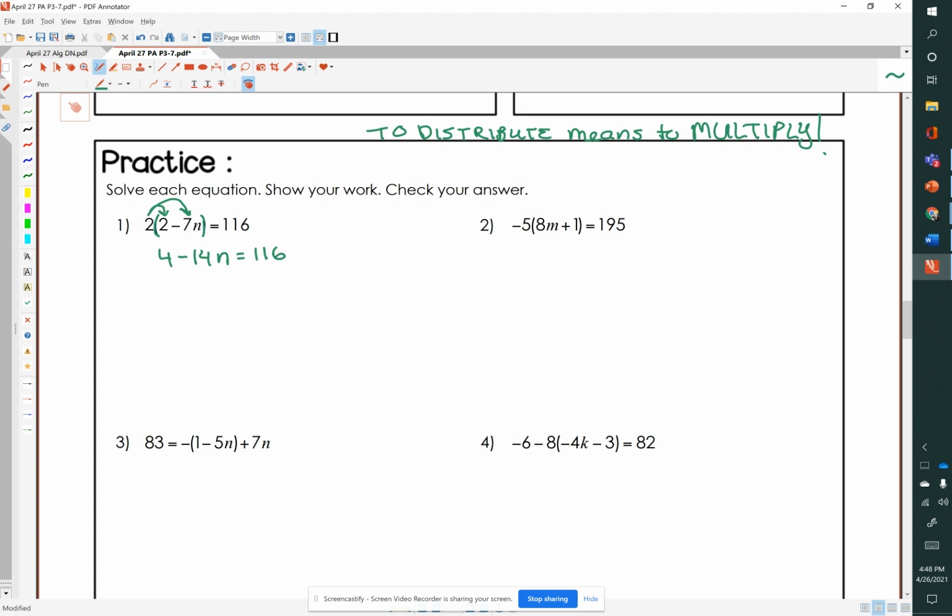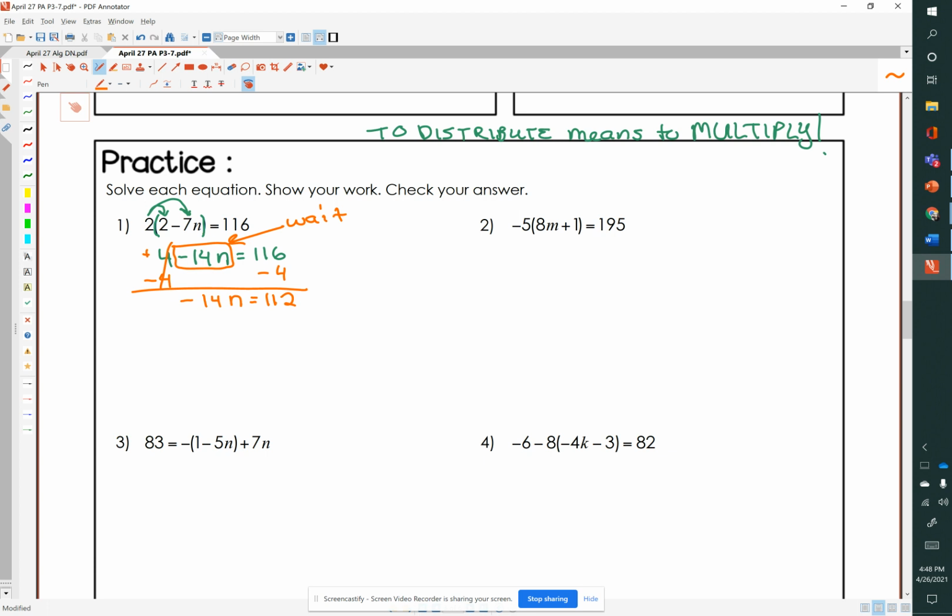Now we ask what is happening to n. And we've got n right here. It's tucked inside this term. Terms are separated by addition and subtraction. So what we're going to do is wait. Okay, we'll wait before we deal with that term because we have this positive 4. What is happening to negative 14n? 4 is being added. So first, we want to subtract the 4, and whatever we do to one side, we do to the other. So 4 take away 4 is 0. That leaves us with negative 14n equals 112.